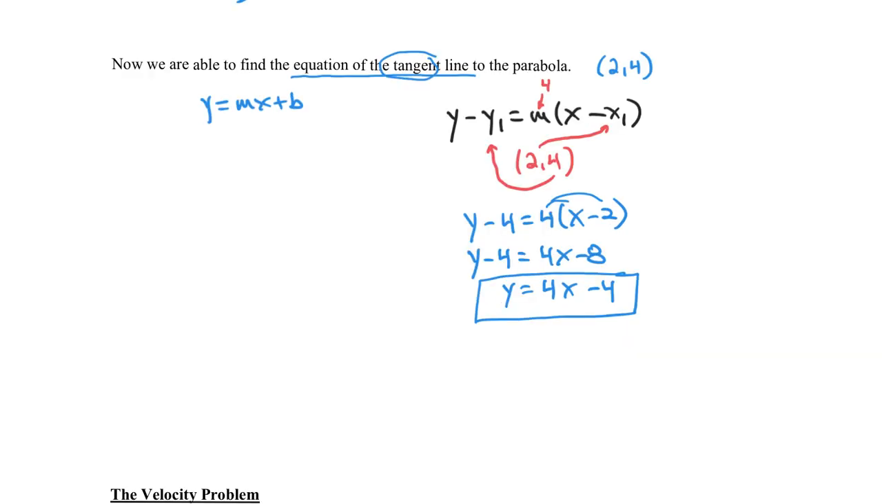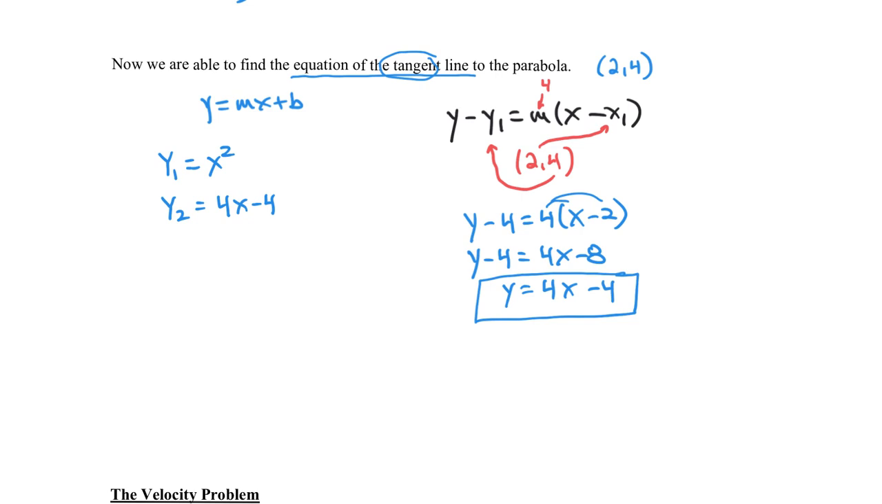So what I'm going to do now is graph both of these. I'm going to graph this line, and also the parabola y equals x squared. On the calculator, we'll go to y1 in the graphing calculator and put x squared. For y2, we'll put 4x minus 4.